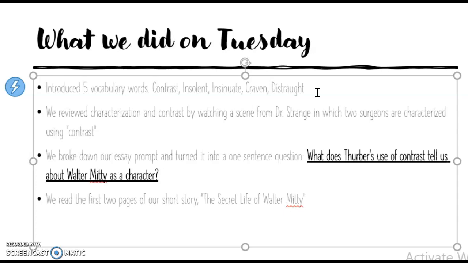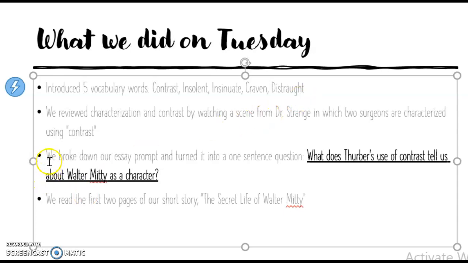Also, on Tuesday, we reviewed characterization and contrast by watching a scene from Doctor Strange. Remember, 2 surgeons are characterized by using contrast. One is made to look really smart because he's standing next to a doctor who's dumb, and the doctor who's dumb is made to look extra dumb because he's standing next to a doctor who's so smart. That's what contrast does, guys. It makes things stand out.